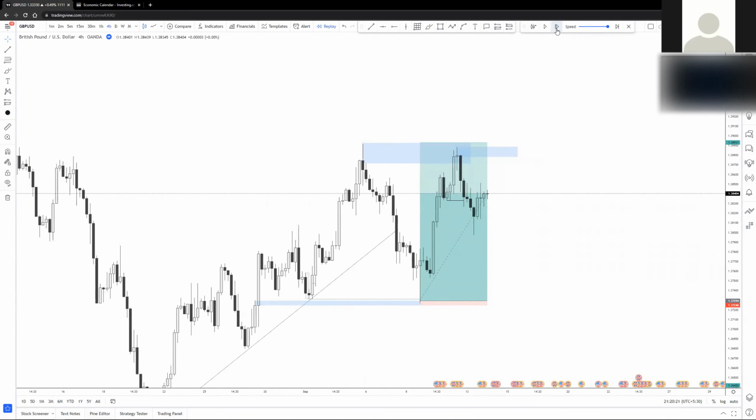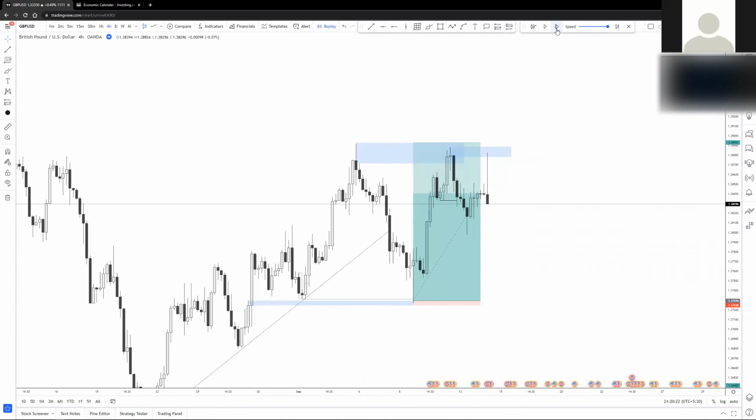So what happened? Now price is going up, and look at the rejection. Look at the rejection when price gets into these levels. Why? Inducements. It's dropping, and more and more traders are getting in.